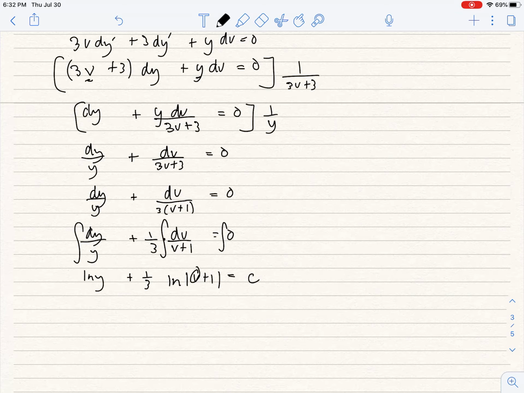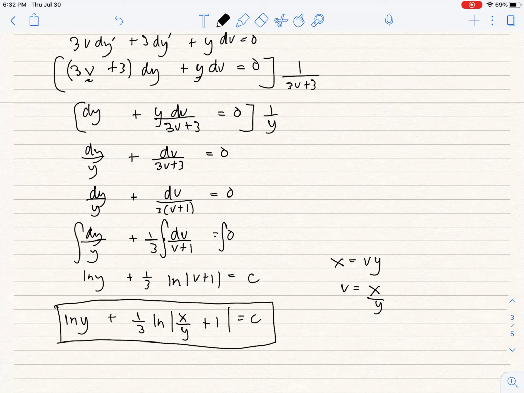Once again, we're going to replace the value of v. So, remember, earlier x equals v times y. So, therefore, v is now x over y. Divide both sides by y so that only v remains. So, therefore, v is x over y. So, this is just ln of y plus 1/3 ln of x over y plus 1 is equal to c. Okay? So, this is the answer.